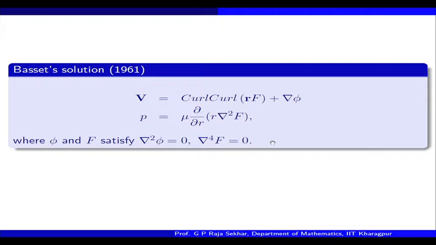So, in other words, consider this V, expand the way we have done just now, and substitute in the Stokes equation. Then if f and phi satisfy these equations, automatically P has to be this. So, that means V and P given by this represent a solution of the Stokes equations in 3 dimensions, provided phi and f satisfy these equations.